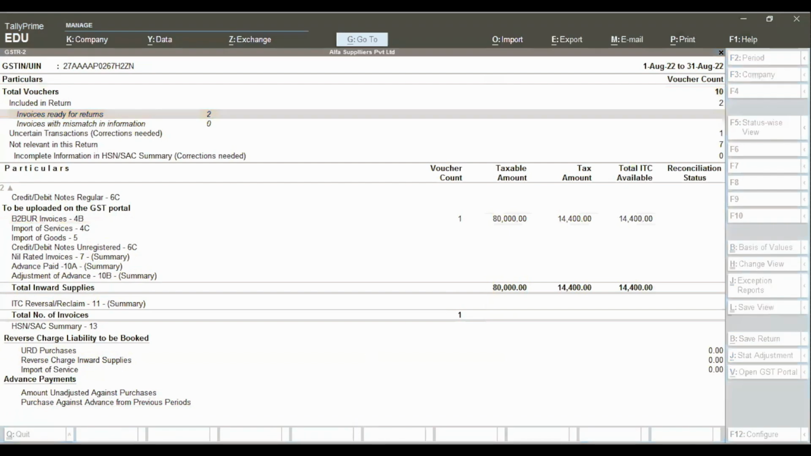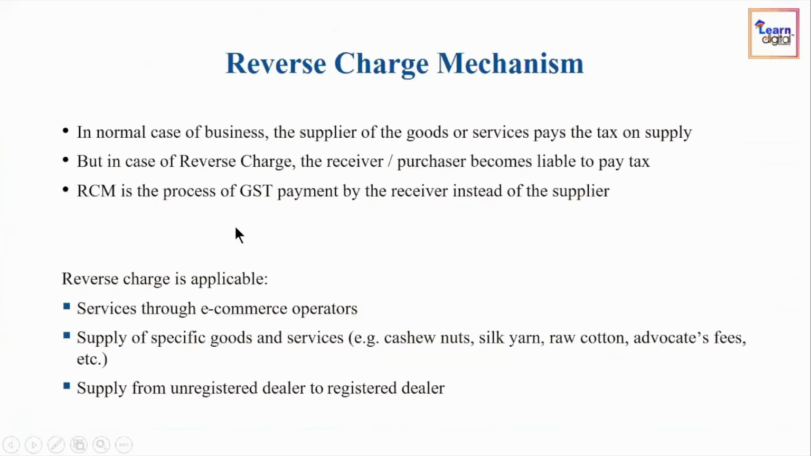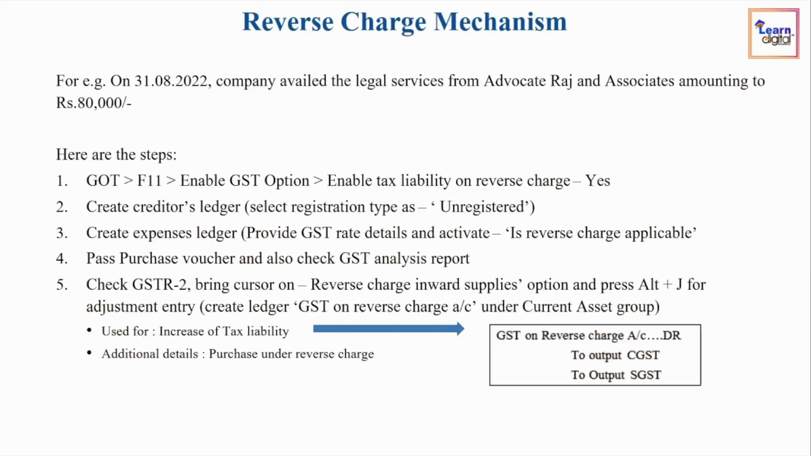TallyPrime. RCM is reverse charge mechanism. This is a very important topic. You might get a question on reverse charge in an interview. So it is a very important topic, and this is how we enter the entries for RCM in Tally. First we increase our output liability and then we increase our input tax liability.